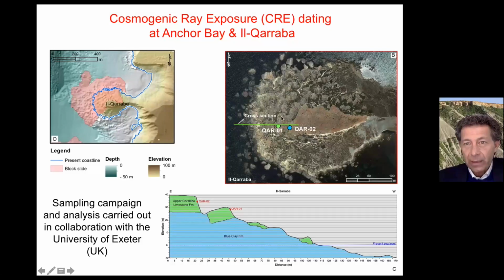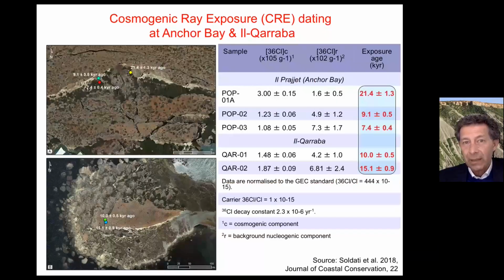So we took samples at different cliffs. Cosmogenic ray exposure dating takes advantage of the fact that when you have a detachment and the surface is left free, the cosmogenic rays can hit the surface, and then they leave a trace that you can date even after thousands of years. So, in collaboration with the University of Exeter and the Australian National University, we were able to date some landslides.